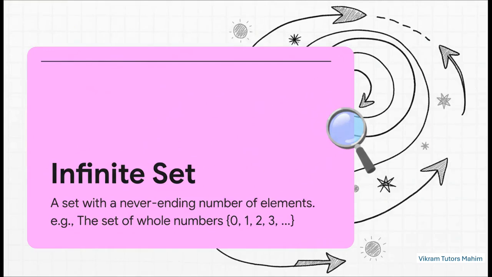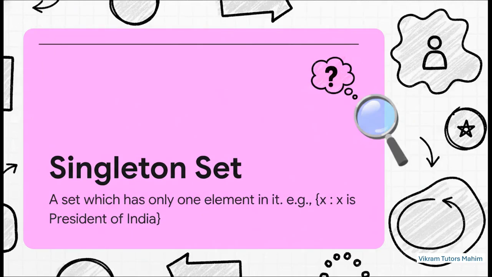And then you've got the flip side, the infinite set. This is where the counting just never stops. The set of all whole numbers is the classic example. You could literally count for the rest of your life and you'd never ever hit the last number. It just keeps going. Then there's this little guy, the singleton set. It sounds kind of fancy, but really, it's just a set that has one and only one thing in it. For instance, the set of all people who are currently president of India. It's a collection for sure, but there's only one person in it.